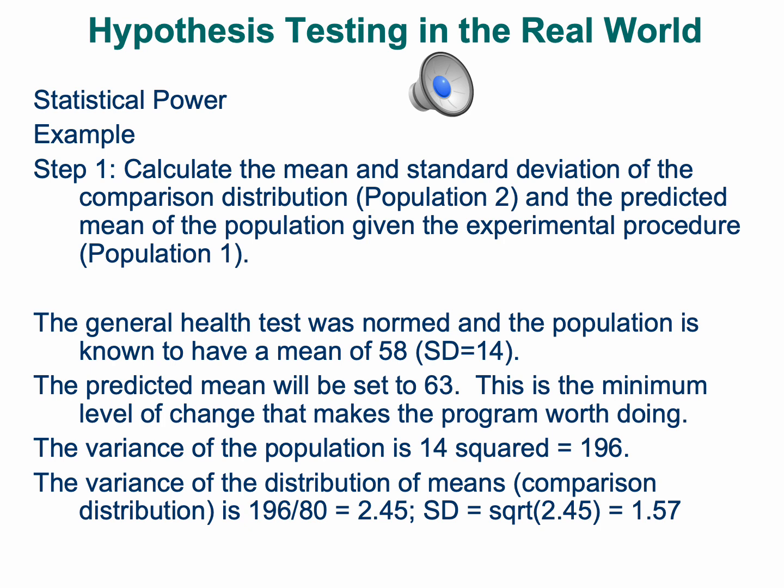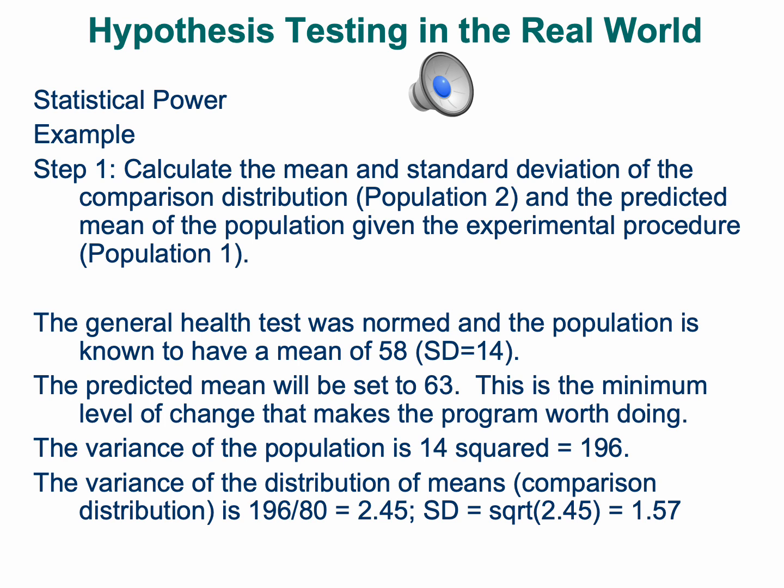The predicted mean will be set to 63. This is the minimum level of change that makes the program worth doing. If we don't get a general health index change up to that range, then it's not worth doing. And you could imagine that. I mean, if you're proposing this new program and it costs money to do and takes people away from their work schedule, if it doesn't really change their life, there's not much point in doing it, even though it might sound good. Okay, well, now the variance of the population is 14 squared. We'll need that for some calculations later. So remember now, the square root of the variance is the standard deviation. So if you square the standard deviation, you get the variance again.